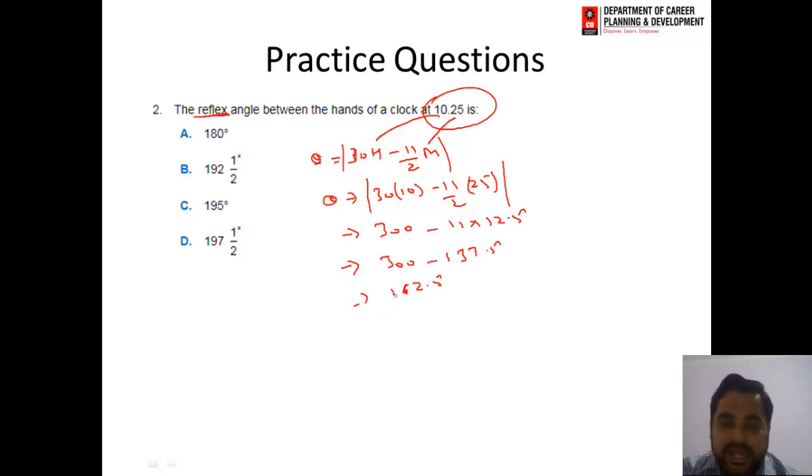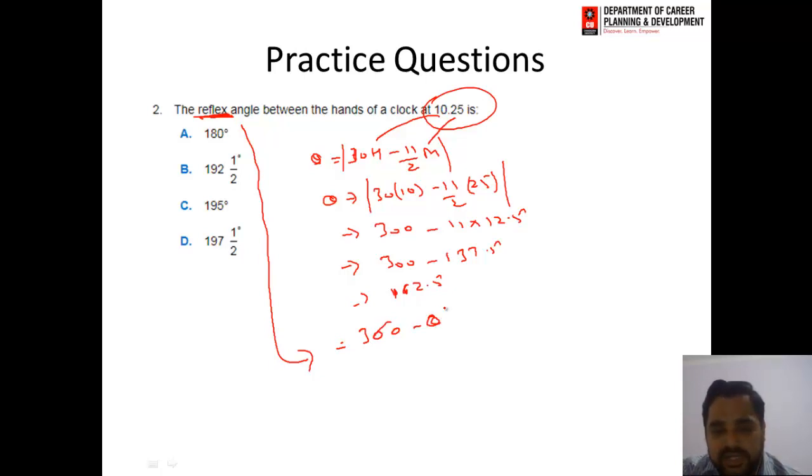So now it is the angle between the hour hand and minute hand, but the question is asking about the reflex angle. To find the reflex angle, we just need to find the difference of theta from 360 degrees. So the answer for this question is 360 degrees minus 162.5. Hence the answer is 197 1 by 2, that is 197.5. Hence option D is the right answer for this question.